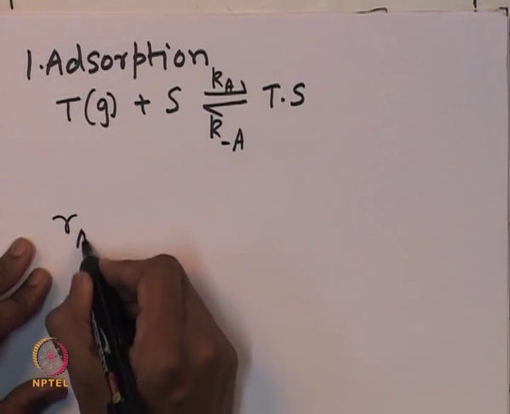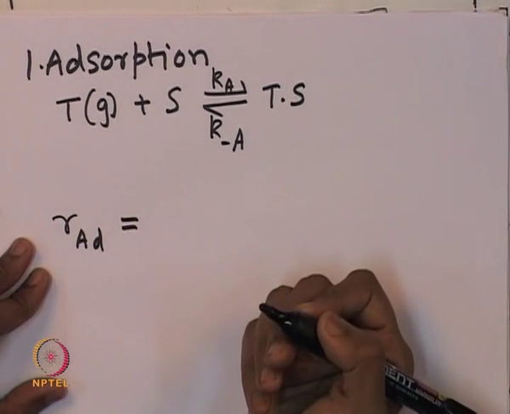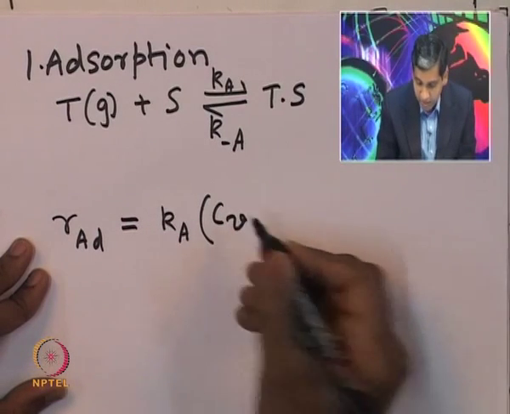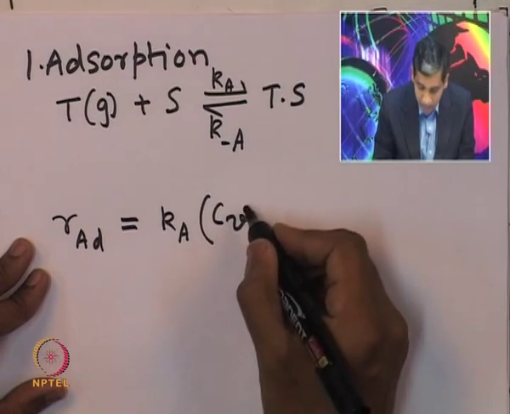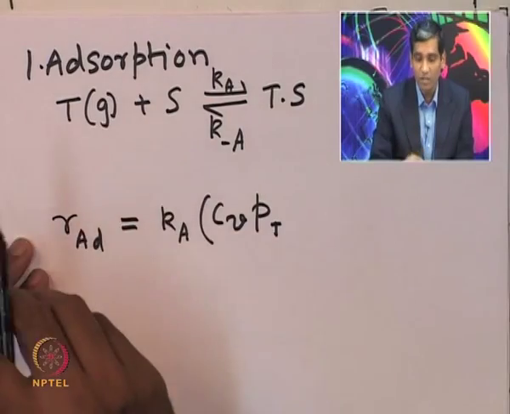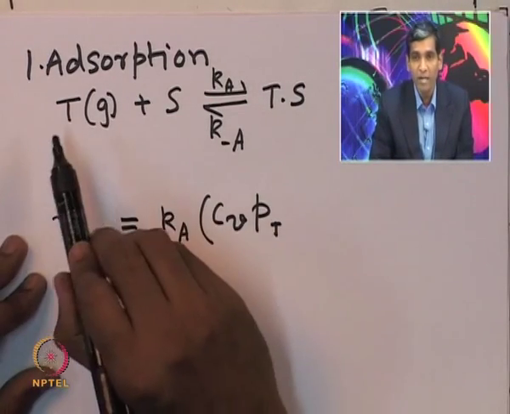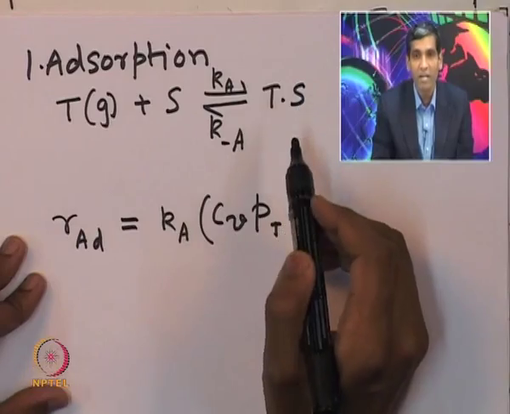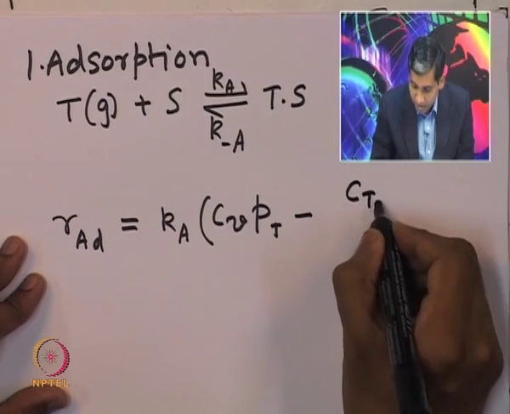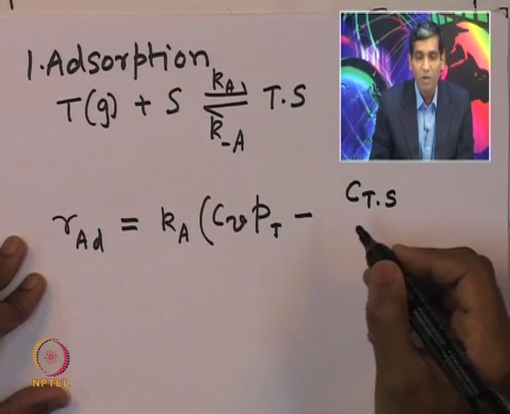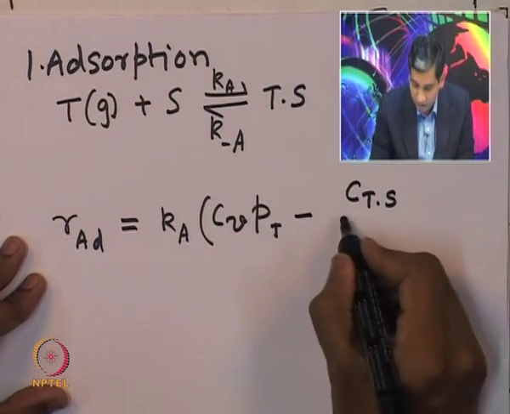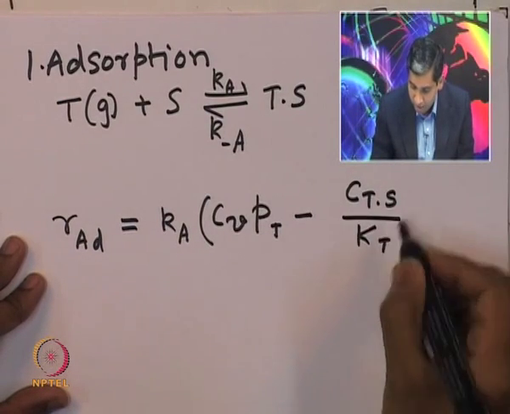So the rate of adsorption can now be written as Ka multiplied by the concentration of the vacant site Cv multiplied by the partial pressure of toluene. That basically captures the rate at which the forward reaction happens, in which toluene from the gas phase gets adsorbed onto the catalyst site, minus the concentration of the sites in which the toluene is already adsorbed, divided by the corresponding adsorption equilibrium constant.